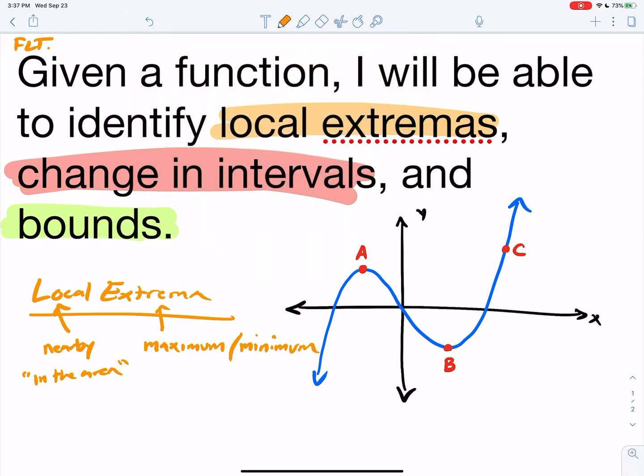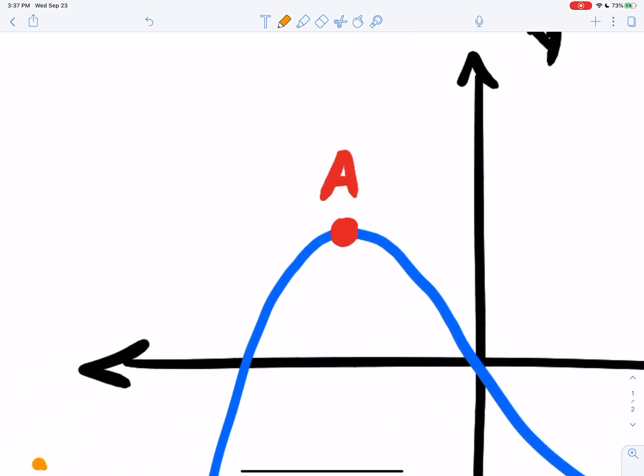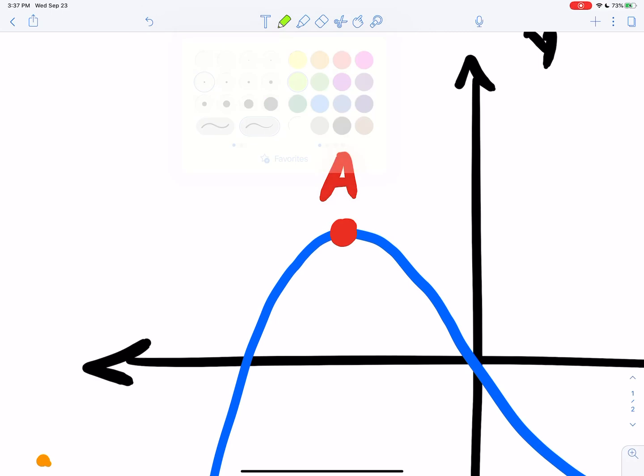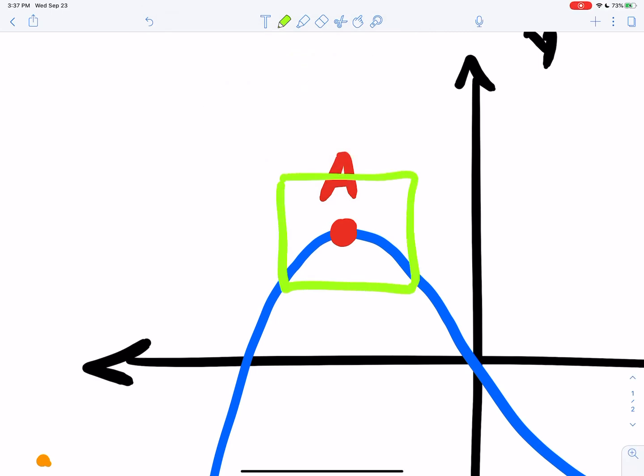Local means in the area, okay? Now, this blue graph goes all the way down and all the way up. So there really is no highest or lowest point. But we're looking for something that's local, so in the area. So if you take a look here, you want to imagine if you were to only look in this green square. If you were to only look in this area here, is that red point the highest or the lowest point?